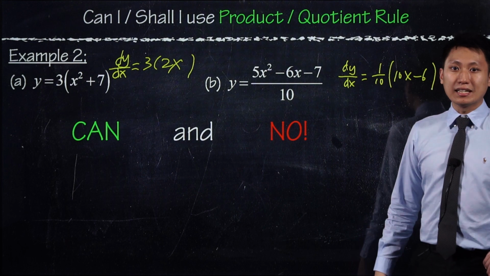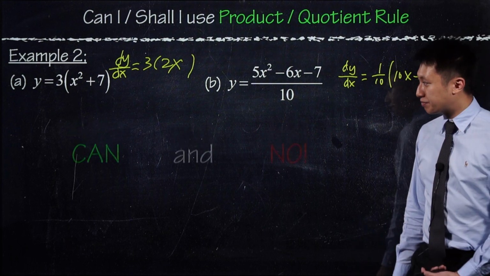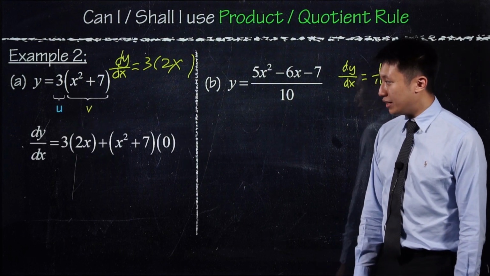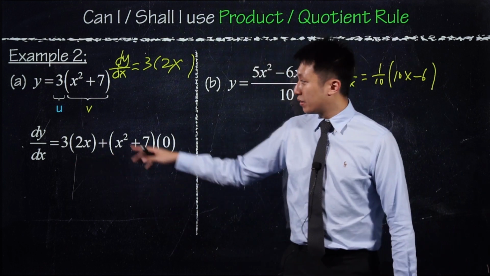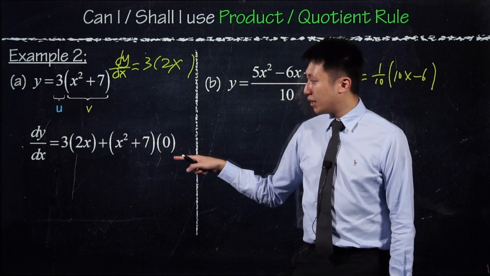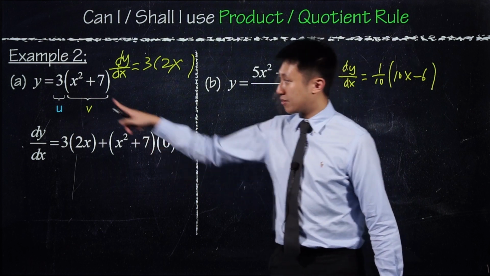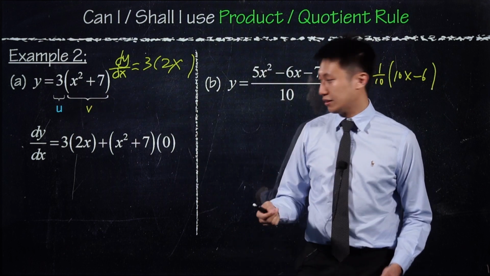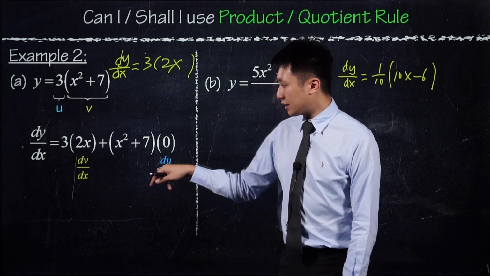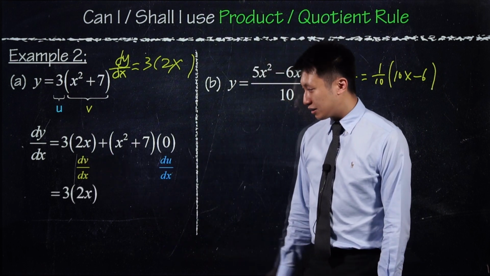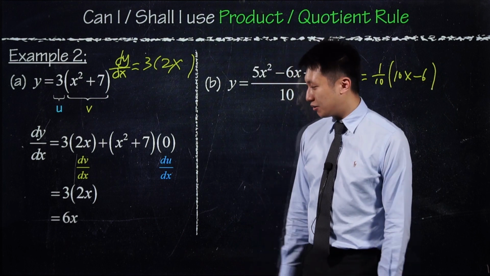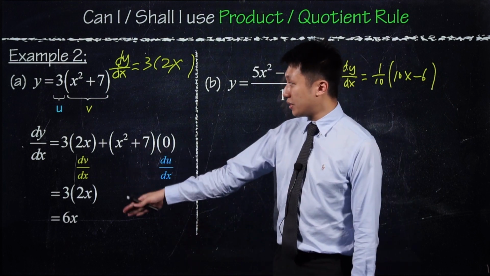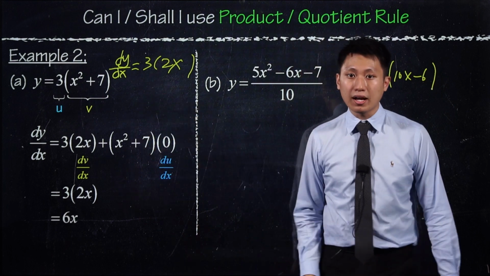So let's see, if you insist to use, what will happen? This is u, this is v. So I have this one, uv' plus vu'. Your u, differentiate 3, you get 0 because it's a constant. So this is du/dx, that's dv/dx. And hence, we get the answer, 3 times 2x, which is 6x. So I do so much just to get the answer, whereas I do it in one line.